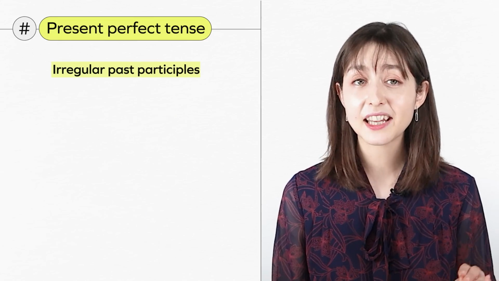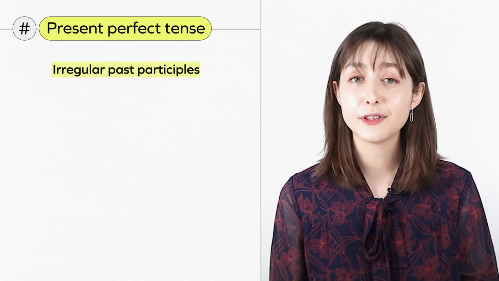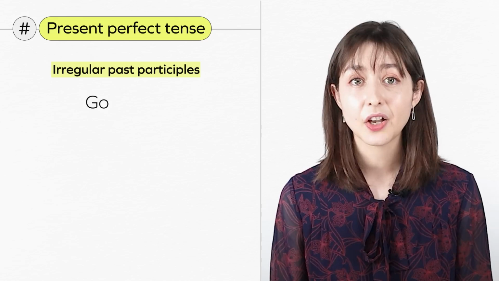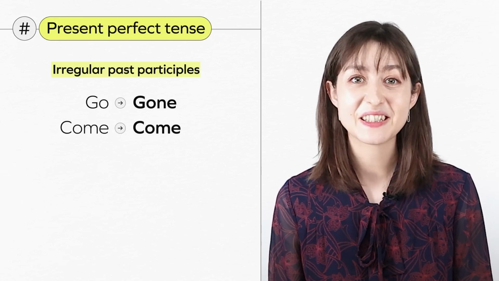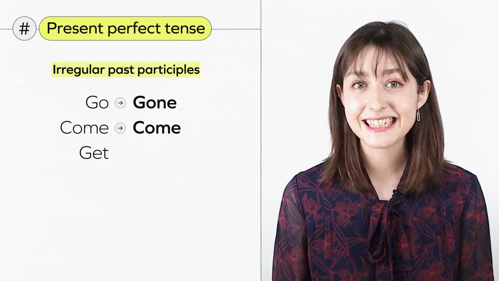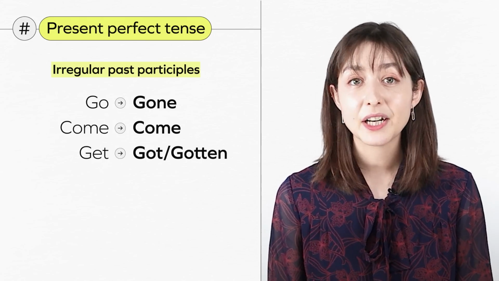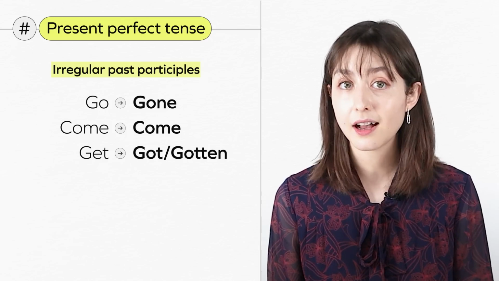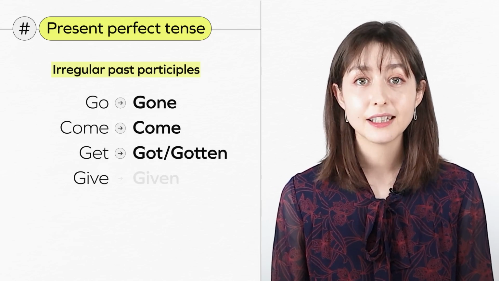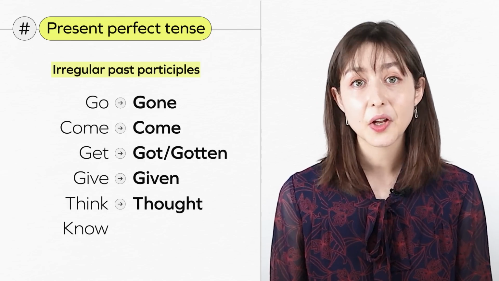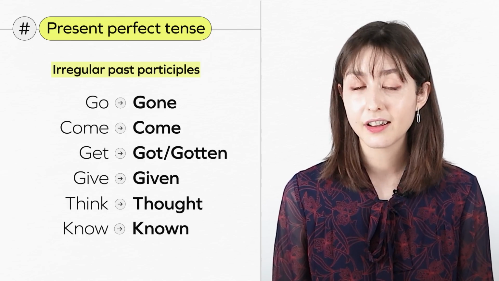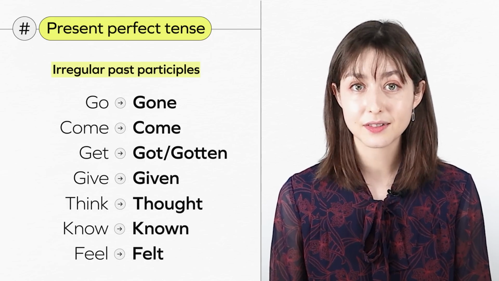Here are the irregular past participles of the other common verbs. Go is gone. Come is come. Get is got, but in the US, we also use gotten. Give is given. Think is thought. Know is known. Feel is felt.